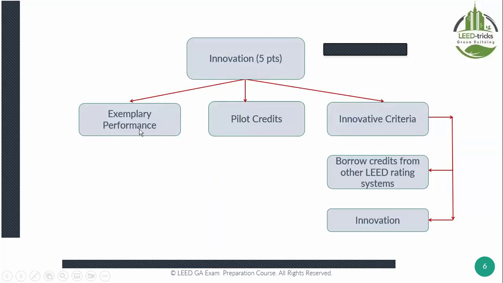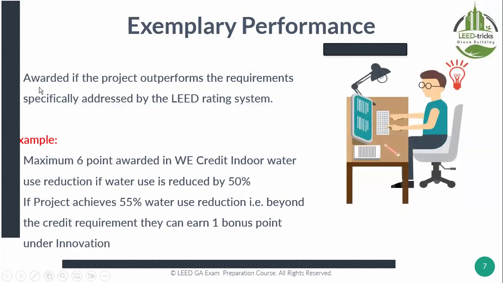First one, exemplary performance. For example, let's go to maximum 6 points awarded for water efficiency credit, indoor water use reduction, if the water use is reduced by 50%. Meaning the maximum target in the credit they give you is 6 points if you achieve 50%. This is the maximum. What if some project achieves 55% saving? Can they be rewarded? Yes, under exemplary performance innovation credit, innovation category. Okay, this is an example of exemplary performance. So you get 1 bonus point.